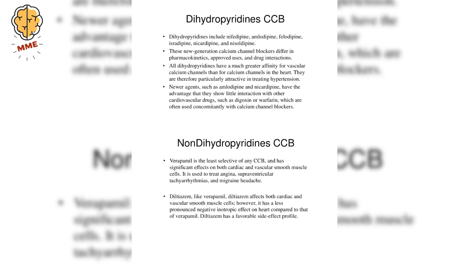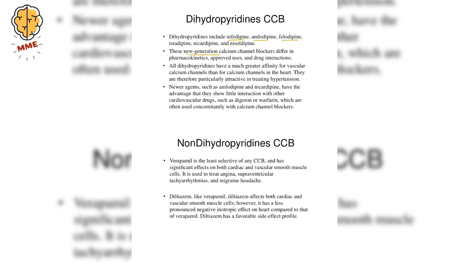Now, as we have seen, calcium channel blockers can be divided into dihydropyridines and non-dihydropyridines. I would like to discuss dihydropyridines first. Dihydropyridines include nifedipine, amlodipine, felodipine. Any drug with 'dipine' at the end of its name, like nifedipine or amlodipine, we can classify under dihydropyridines.